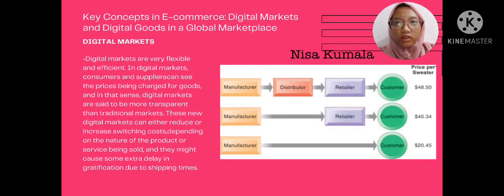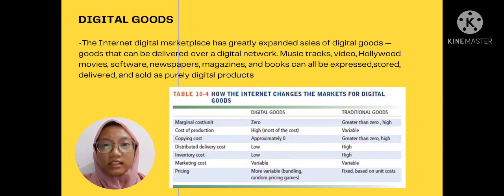By selling directly to the customer or reducing the number of intermediaries, companies can raise profit while charging lower prices. The removal of an organization or business process layer responsible for an intermediary step in a value chain is called disintermediation. Disintermediation is affecting the market for services. Next is digital goods. The internet digital marketplace has greatly expanded sales of digital goods, goods that can be delivered over a digital network. Music tracks, videos, Hollywood movies, software, newspapers, magazines, and books can all be expressed, stored, delivered, and sold as purely digital products.